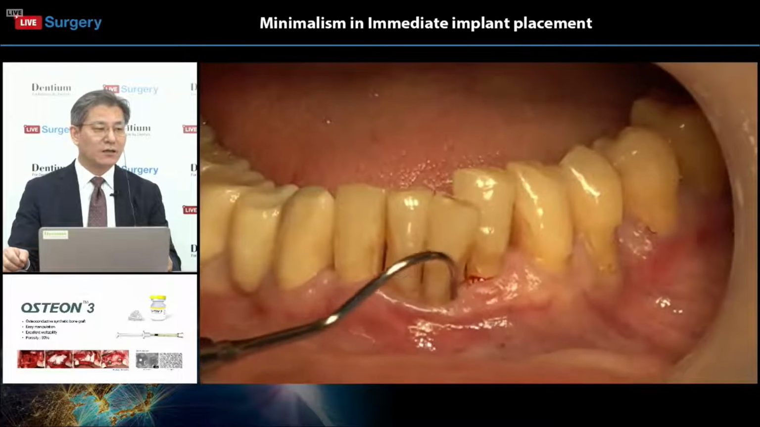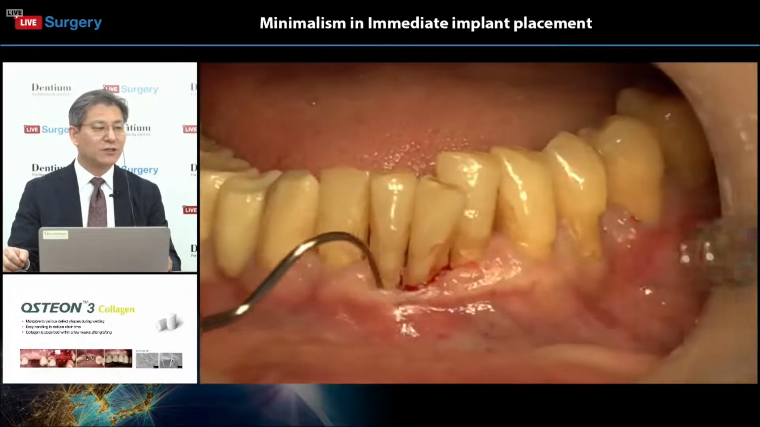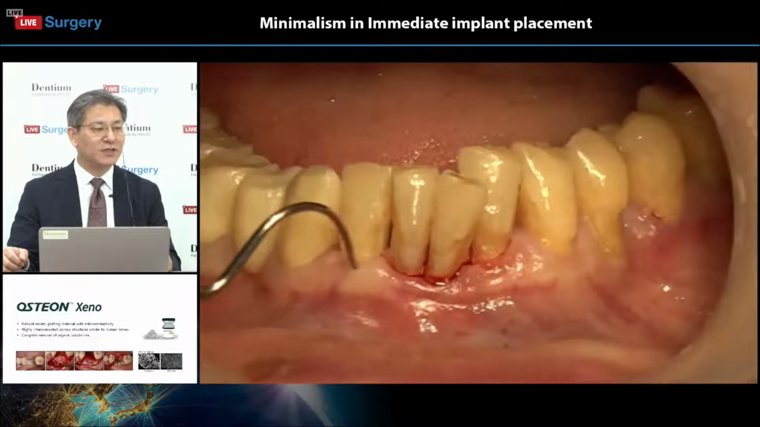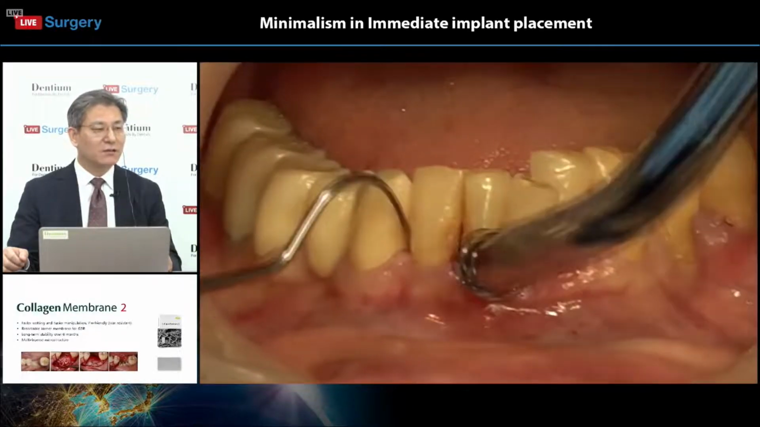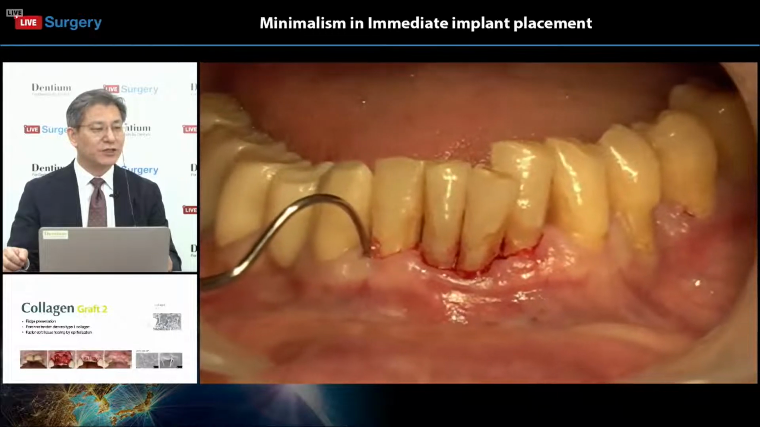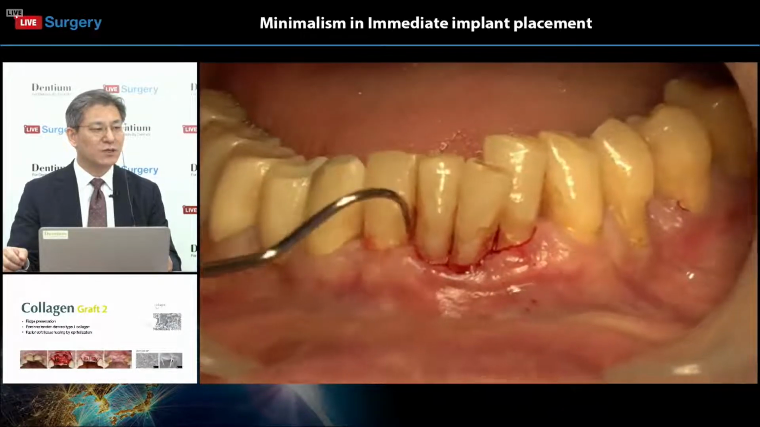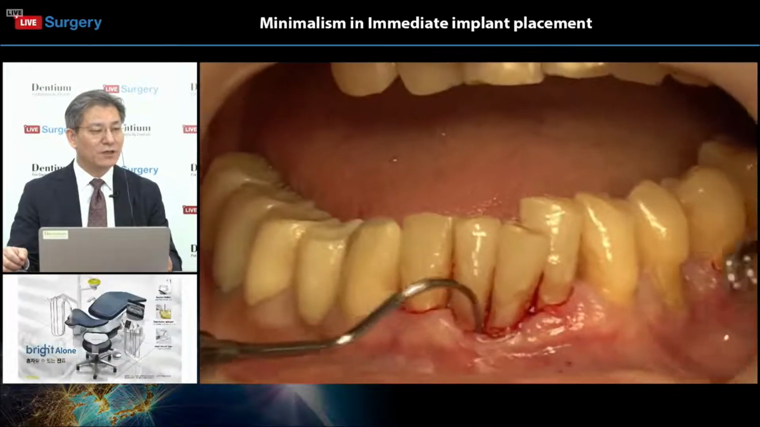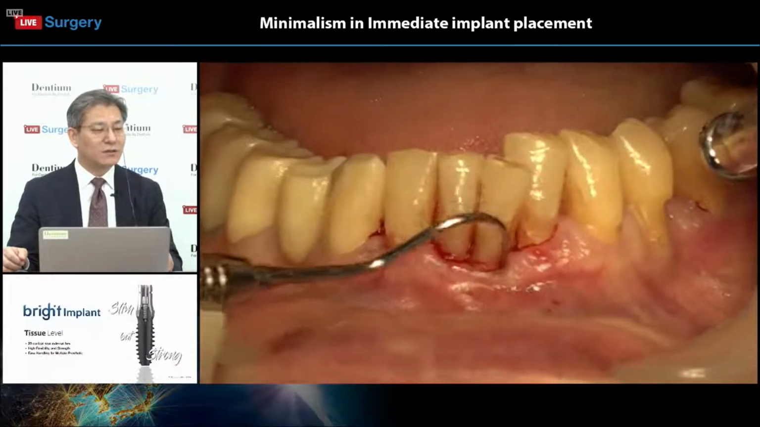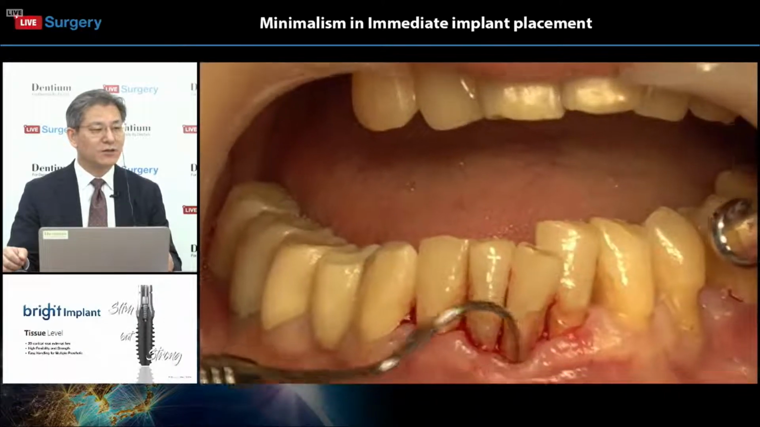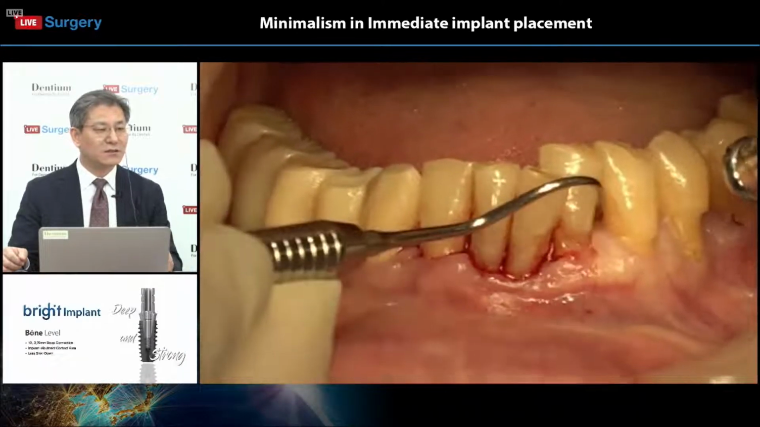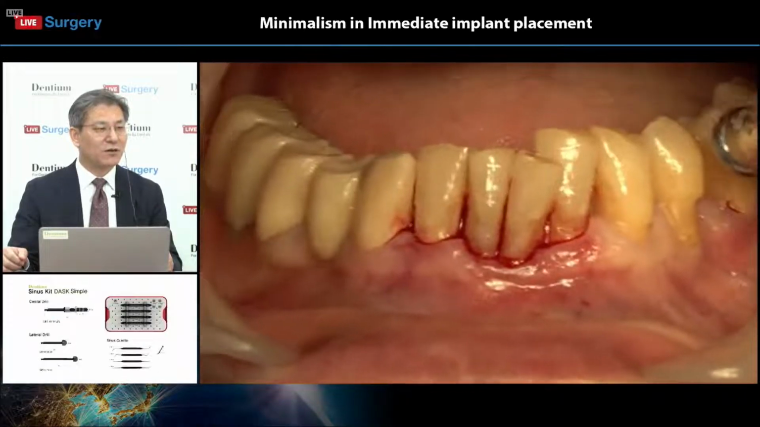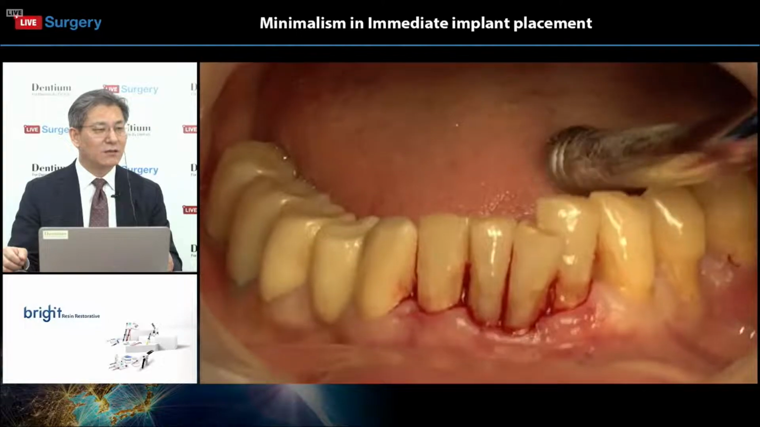So checking the gingival condition. These 4 anterior teeth are in a floating situation, as you know. So just moving the explorer around the cervical area, detaching the soft tissue fiber, makes it easy to extract the teeth.